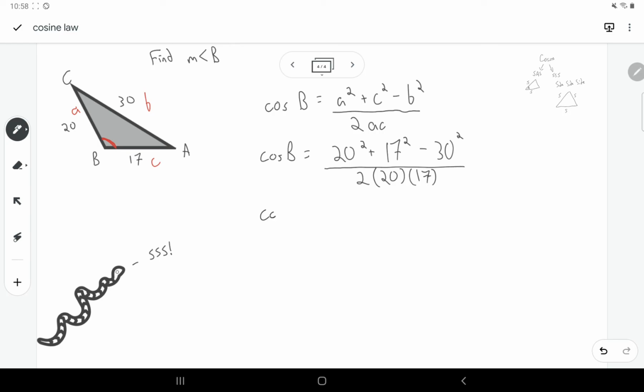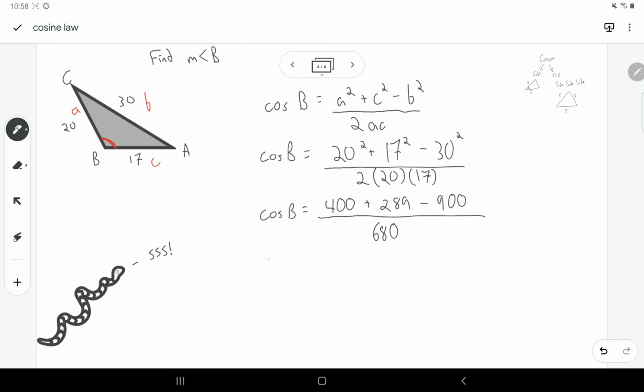Okay, so again, what we write? The cosine of big B equals 20 squared, which is 400, plus 17 squared, which is 289, then minus 30 squared, which is 900. And that's over 2 times 20 times 17, so 2 times 20 times 17 in our calculators gives us 680.